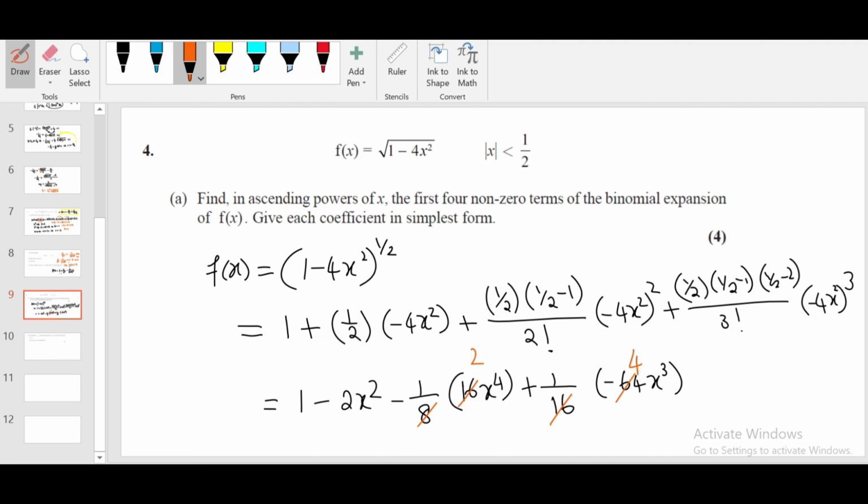4 16s are 64. You get 1 minus 2x square minus 2x power 4 minus 4x cubed. Sorry, not x cubed actually, x square power 3. It's going to be power 6 actually. It's not x cubed. You need to put power 3. x square power 3 is x power 6 actually. That's all. Let's move on to part B now.